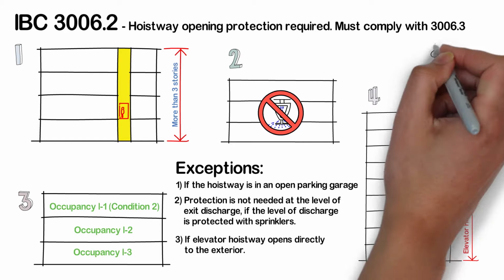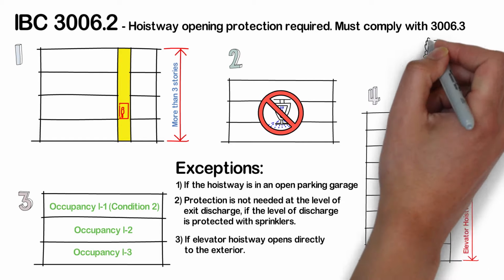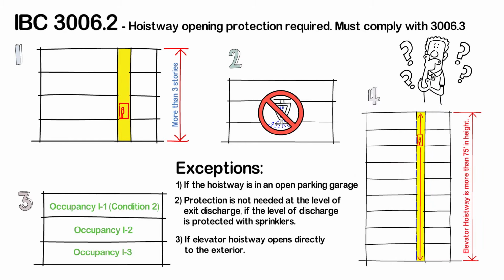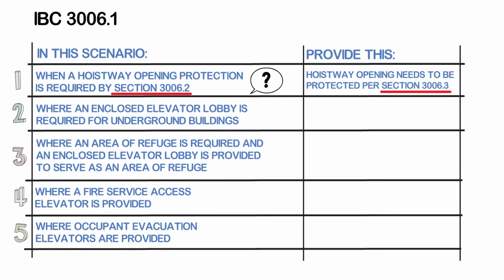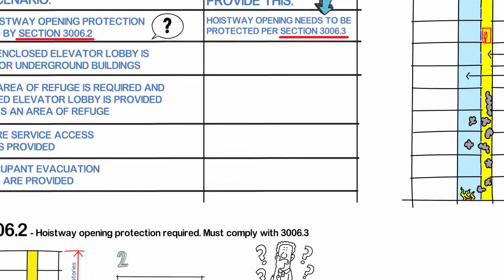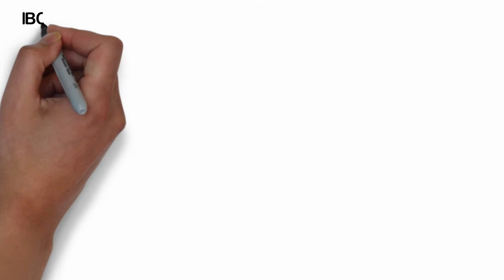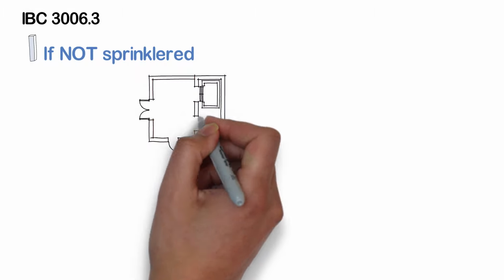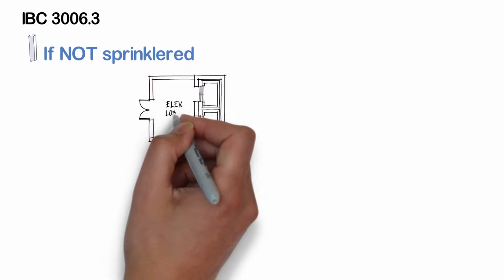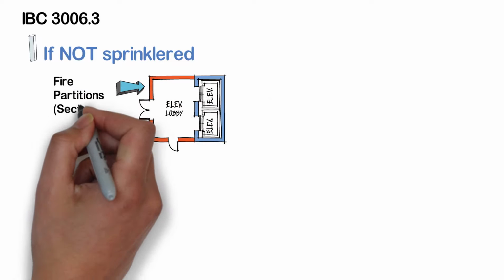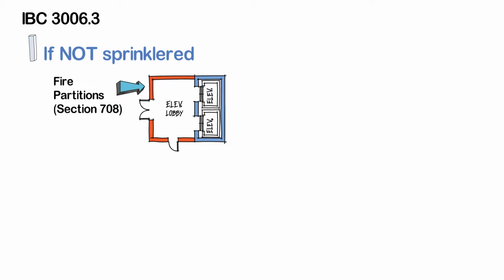But let's say you don't meet any of these exceptions and you need to protect the hoistway opening. How can you do that? As mentioned before, protection has to be provided per Section 3006.3. This section provides four options to protect the elevator hoistway opening. Option number one, if the building is not sprinklered, the elevator hoistway needs to be protected with an elevator lobby, and the lobby has to be enclosed and built with fire partitions, per IBC Section 708.